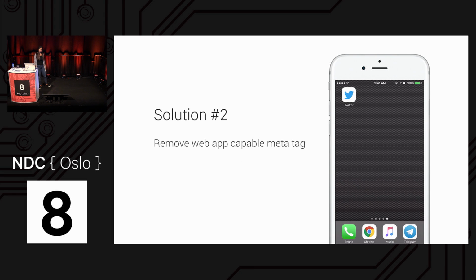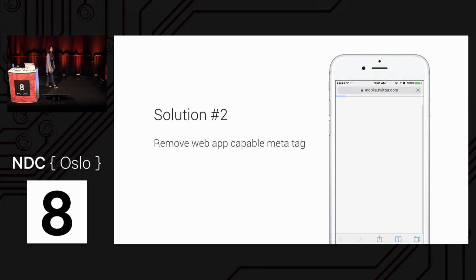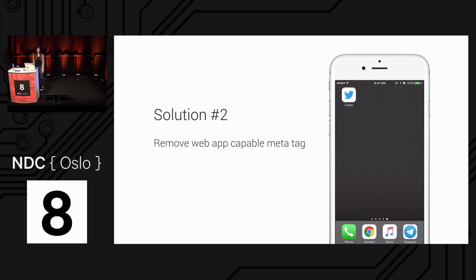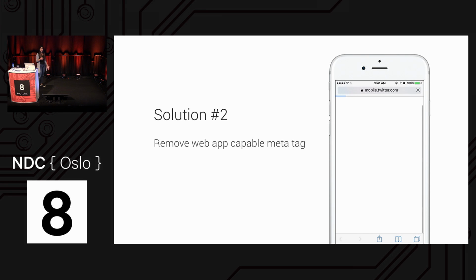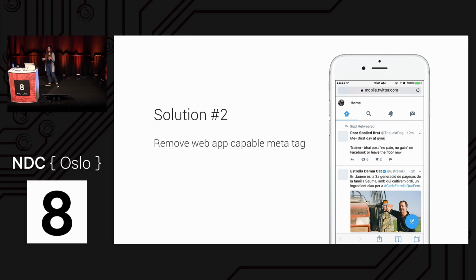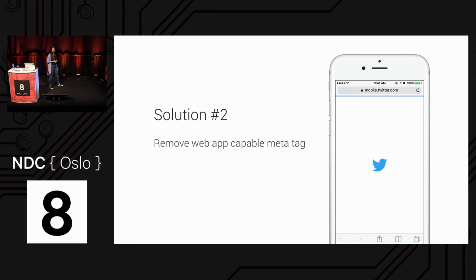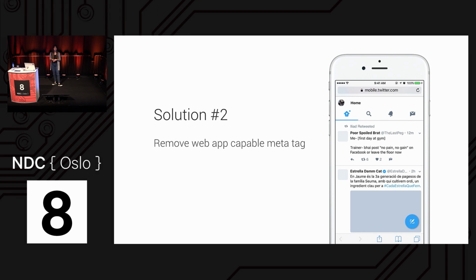The other solution is to just avoid the web app capable meta tag. The perfect example is Twitter. They don't have this web app capable meta tag. When you open it from the home screen, it opens the browser. And this is okay for now until Apple fixes it. You could keep the icon and title as meta tags and just remove the web app capable meta tag for now. It avoids the UX problems that you might encounter.